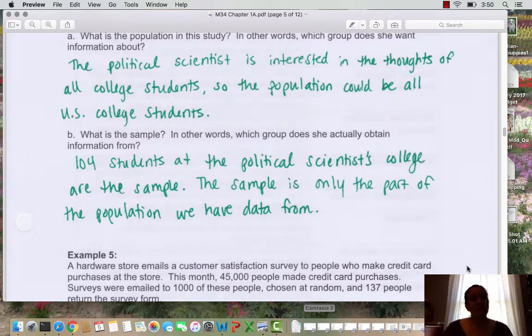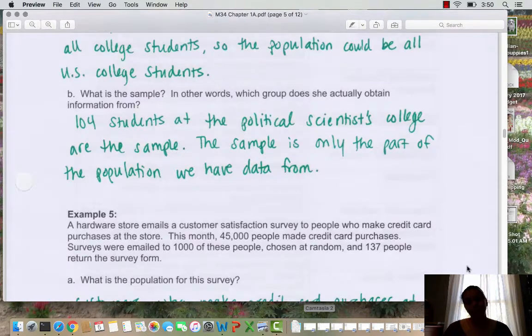And then what's a sample? In other words, what group did she actually obtain information from? She got information from 104 students at the political scientist's college, so they are the sample. The sample is only the part of the population we have data from. And it is a little risky, if you're trying to make predictions about all college students, to just use students at one college. So she may want to expand her study to include students from other colleges around the country.